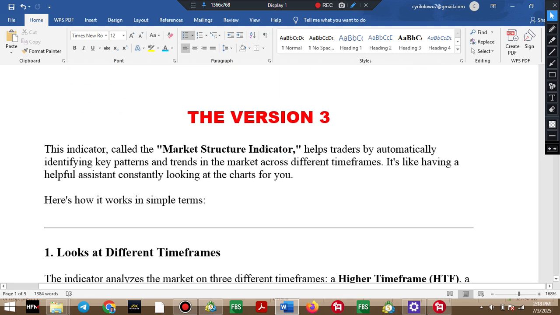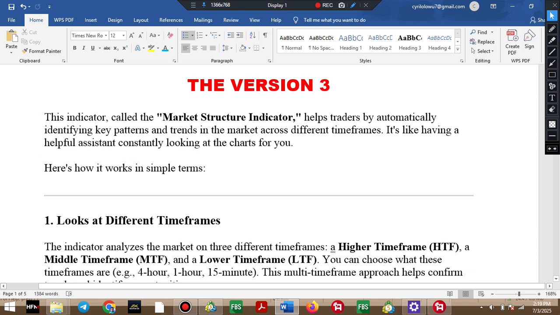The indicator called the market structure indicator, or software, helps traders by automatically identifying key patterns and trends in the market across different time frames. It's like having a helpful assistant constantly looking at the chart for you. What this indicator does is help you watch 3 different time frames, take note of how price is moving, and take note of the patterns prices are making. Is that clear?